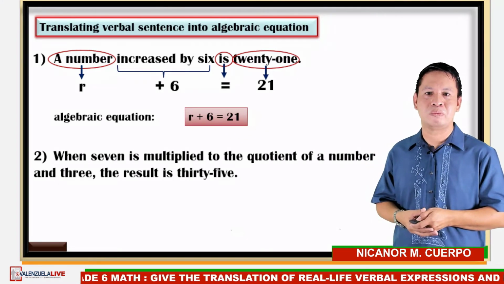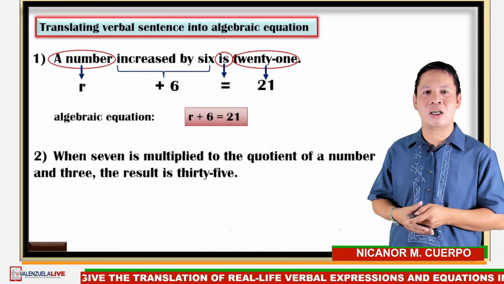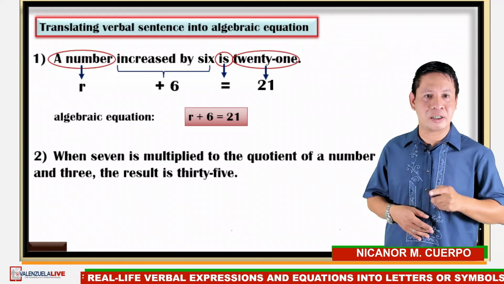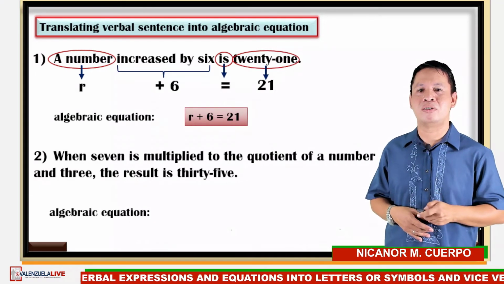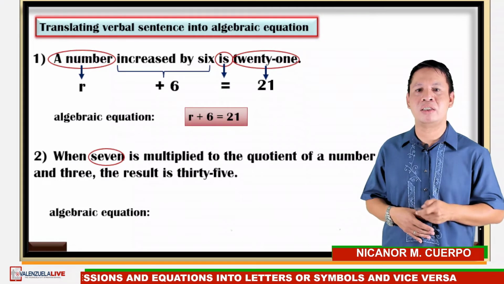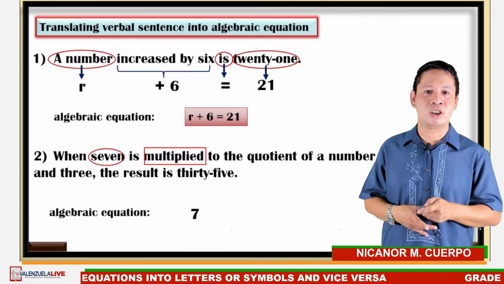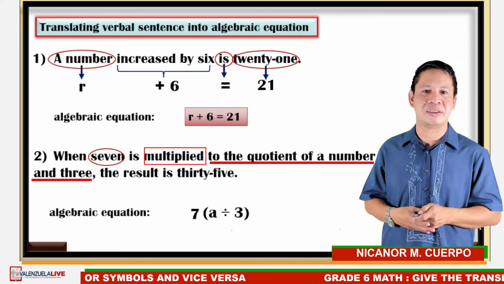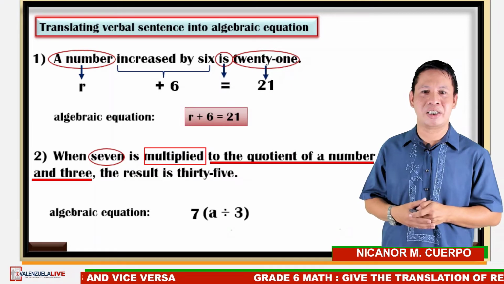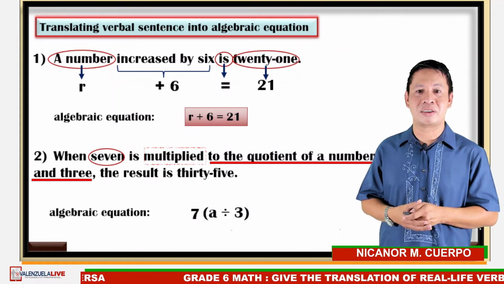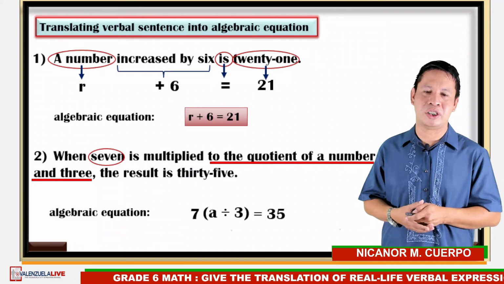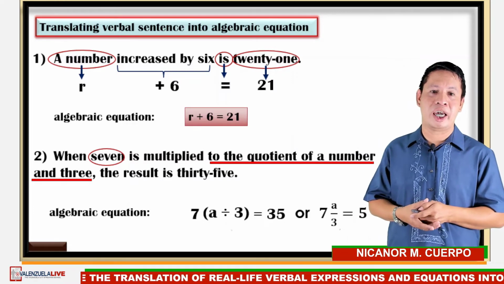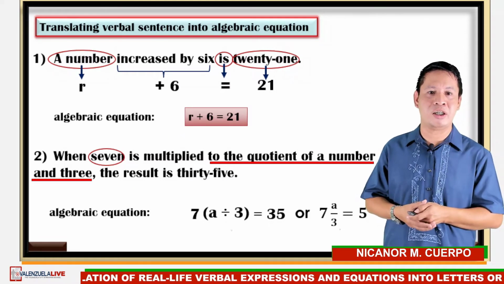For number 2, when 7 is multiplied to the quotient of a number and 3, the result is 35. So, the correct algebraic equation would be 7, then multiplied to the quotient of a number and 3. So, A divided by 3. The result is 35. So, that is equal to 35. Okay? Or, A over 3, so 7 times A over 3 equals 35.